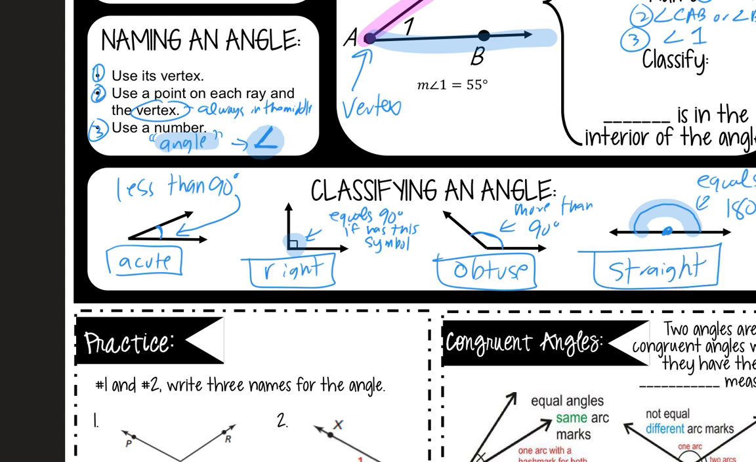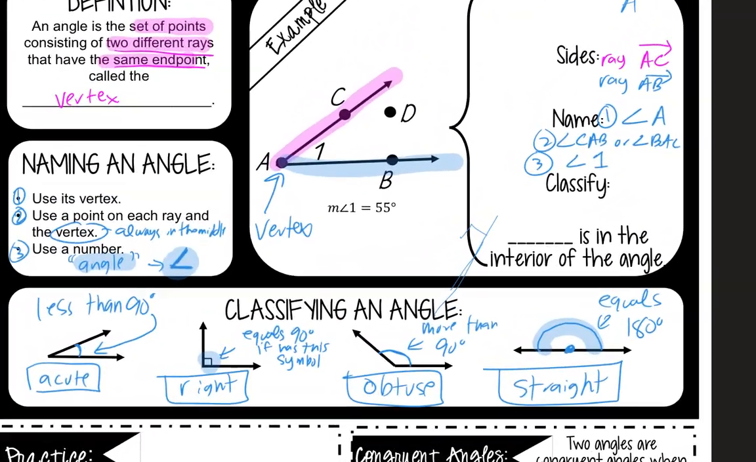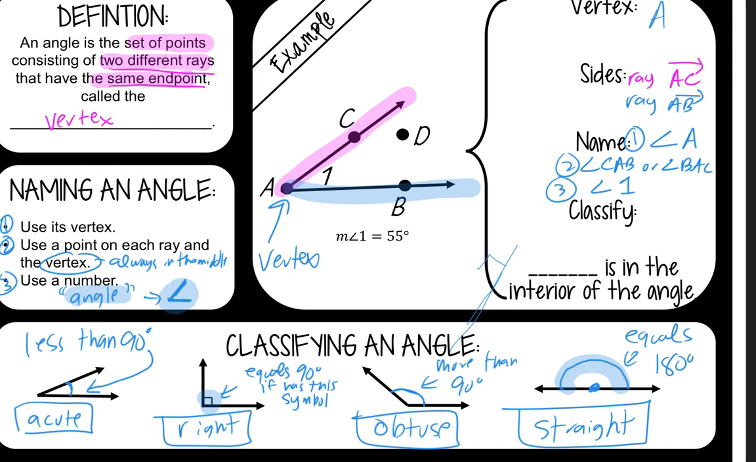Straight angle. Okay, so if it's less than 90, it's called an acute angle. If it's exactly 90, because we see that, it's called a right angle. If it's more than 90, it's going to be called obtuse. If it's a straight line, it's going to be called straight. Those are the four types of angles. So what would you classify this angle right over here? That's right. On this one, we would classify this one as an acute angle.